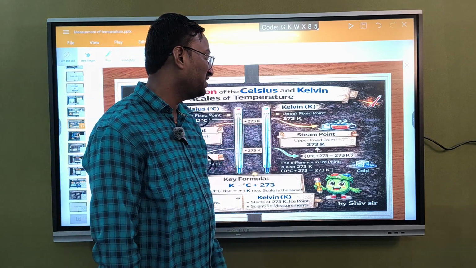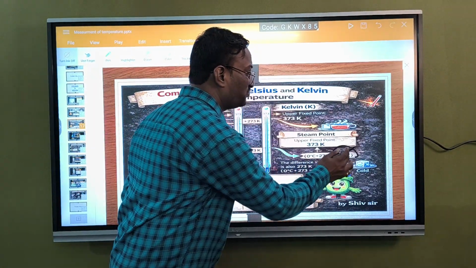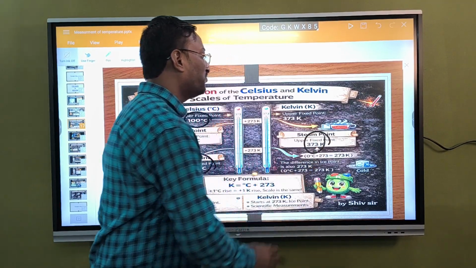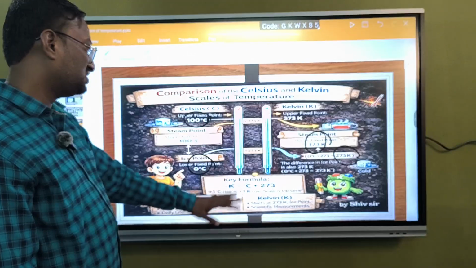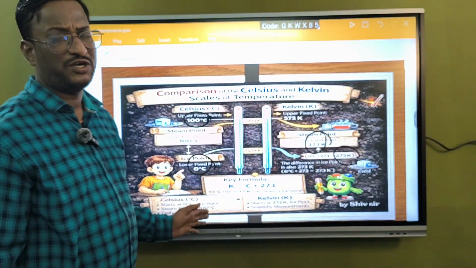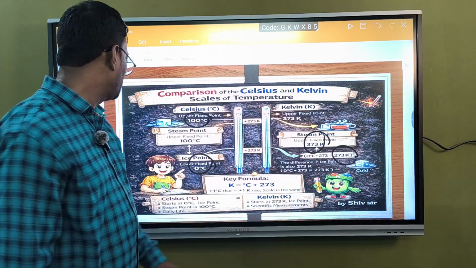But in case of Kelvin, it is just a conversion: 0 degrees Celsius is equal to 273 Kelvin. This will be the lower one, and if you add 100 to that, you get 373, which is called the steam point or boiling point. This is the formula we have already discussed. In daily life we use centigrade, but for scientific purposes we use Kelvin.